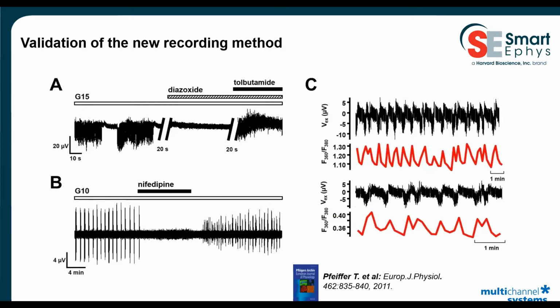Further, we did validation studies of the new recording method. In A, you see the modulation of the KATP channel. I used diazoxide, which is a strong KATP channel opener, and tolbutamide, which is a strong KATP channel blocker. You can see that during the application of diazoxide, the electrical activity was strongly inhibited, and after I added tolbutamide in a higher concentration, it restored electrical activity. A similar experiment is shown in B, where I applied nifedipine as an L-type calcium channel blocker.